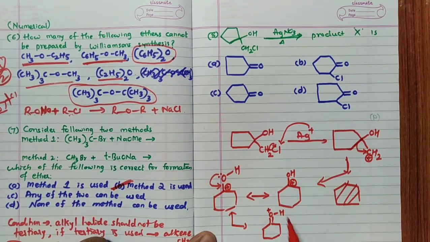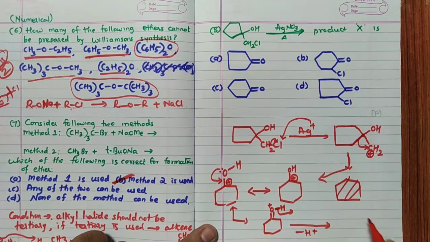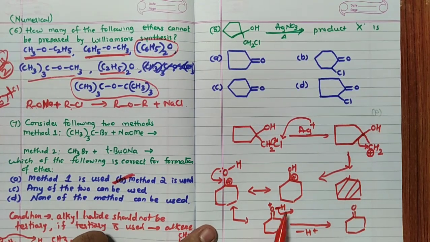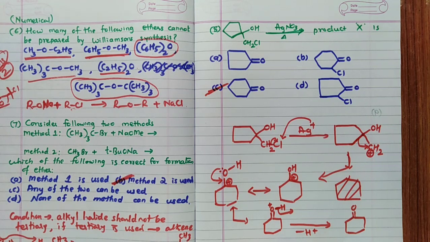Now immediately what will it do? It will give out this particular H, so minus H plus. Because of that, it is going to form cyclohexanone, double bond O. When H is removed, this particular oxygen becomes neutralized. So the answer for this question is C. See from where to where we moved. So this type of question is very important. Remember that. In this particular case, the answer is C.